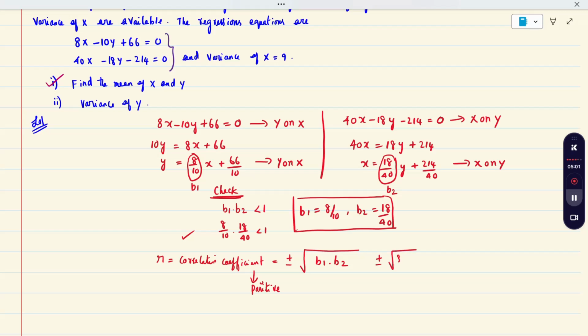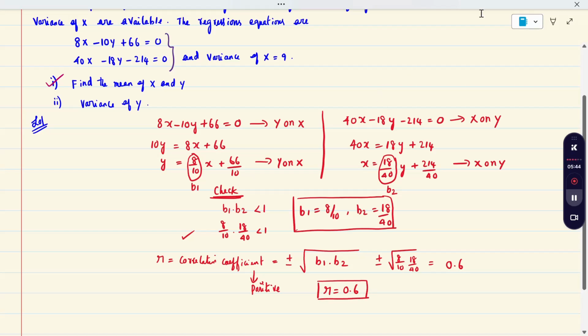When I multiply it, so 8 by 10 into 18 by 40. Simplify this. So I'll be getting 4 into 3 by 400, which is 16 into 9 by 400. So it's 4 into 3 divided by 20. So again 0.6. I'm getting the answer R to be 0.6. So completed.